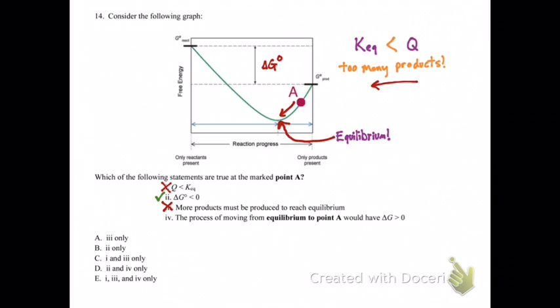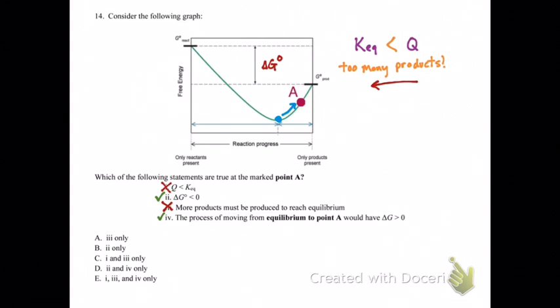And then finally, the process of moving from equilibrium to point A would have a positive delta G. So if we were at equilibrium, at this point right here, and we wanted to get up to point A, well, if we're at equilibrium and we want to go in either direction, that's going to require energy because equilibrium is the ideal product-to-reactant ratio. So indeed, we would have to put in energy to get up to point A. So this last statement here is true as well.